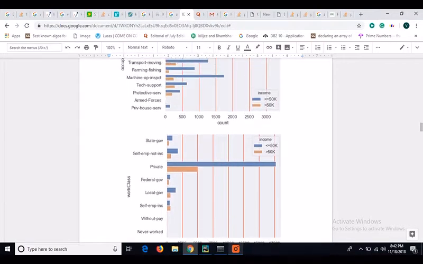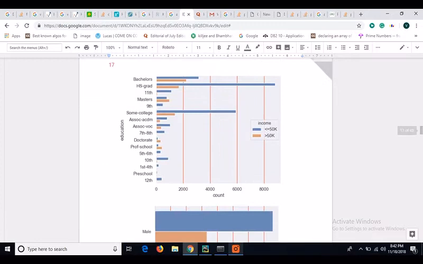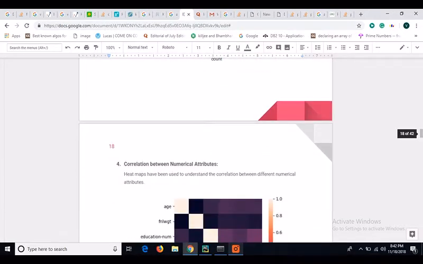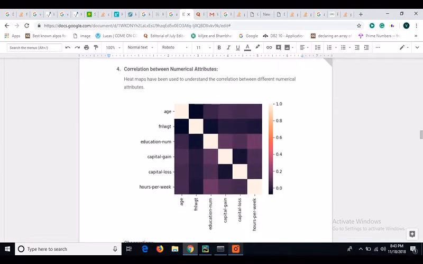So we have plotted count plots only for occupation, work class, education, and sex. We also plotted a correlation matrix, or correlation graph, between the numerical attributes, since correlation can be found only between numerical attributes. So these 6 are the numerical attributes in our data set. This is a 6x6 correlation graph. This is the scale from 0 to 1, which represents the value of R.